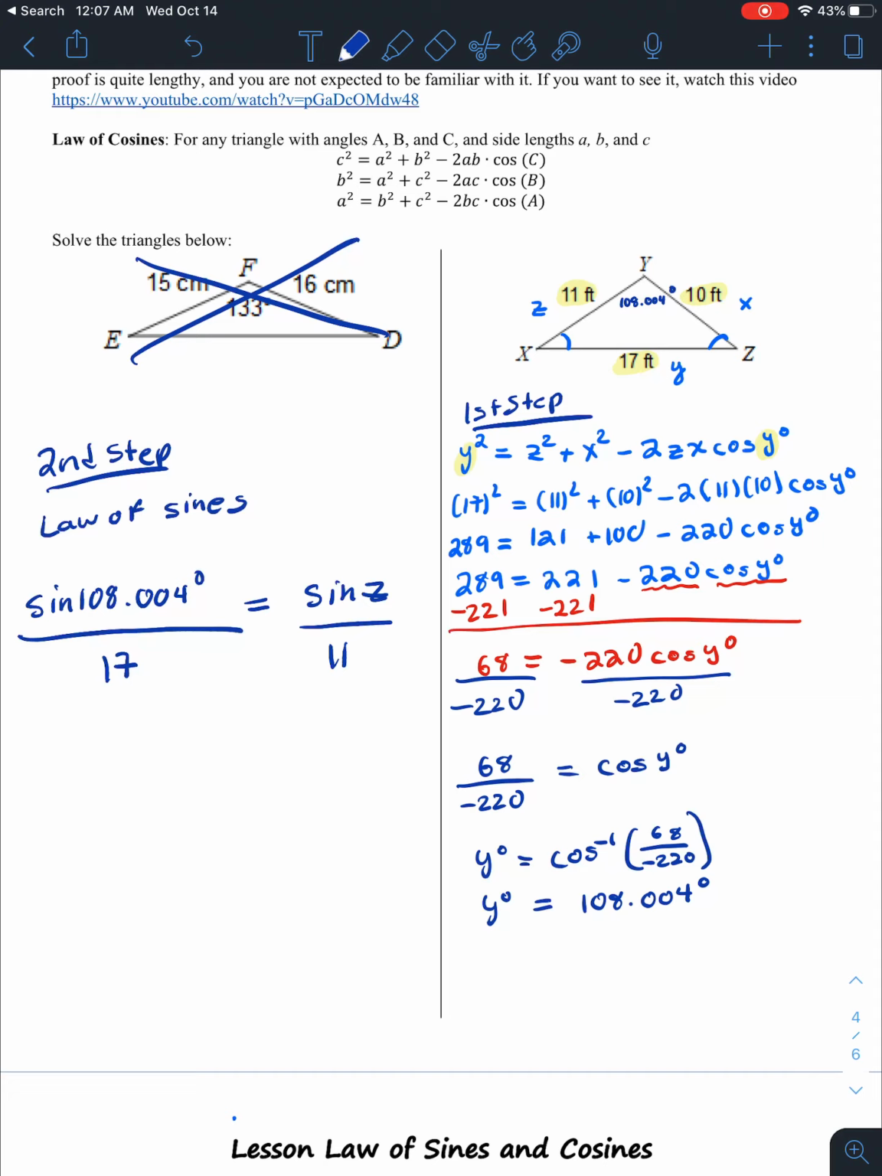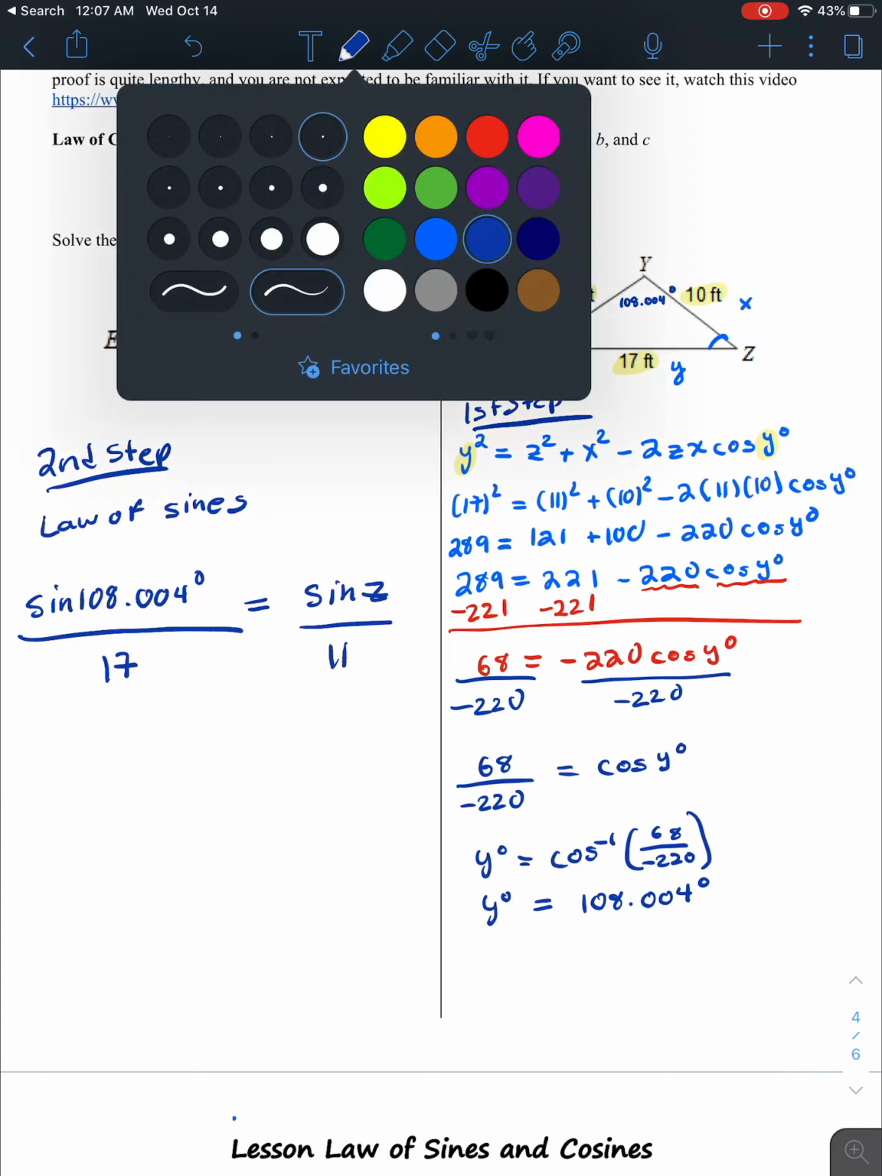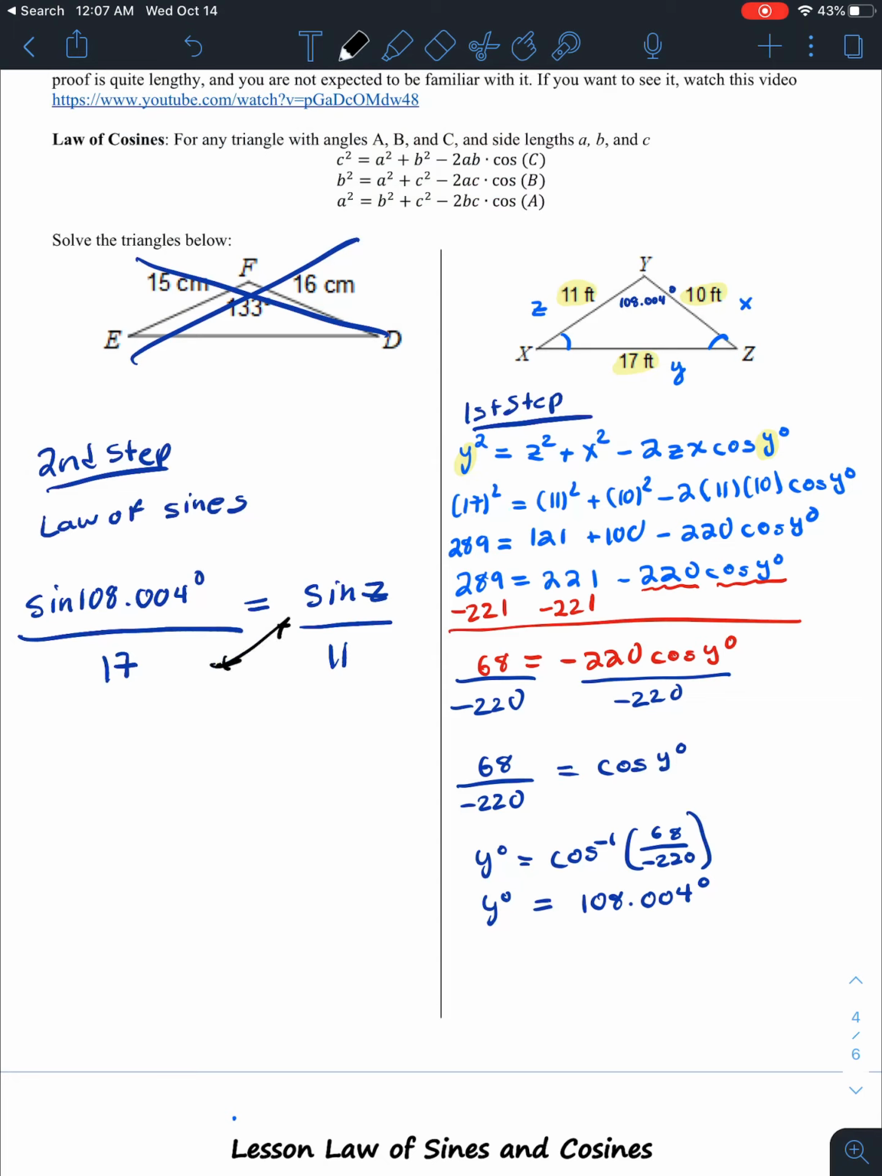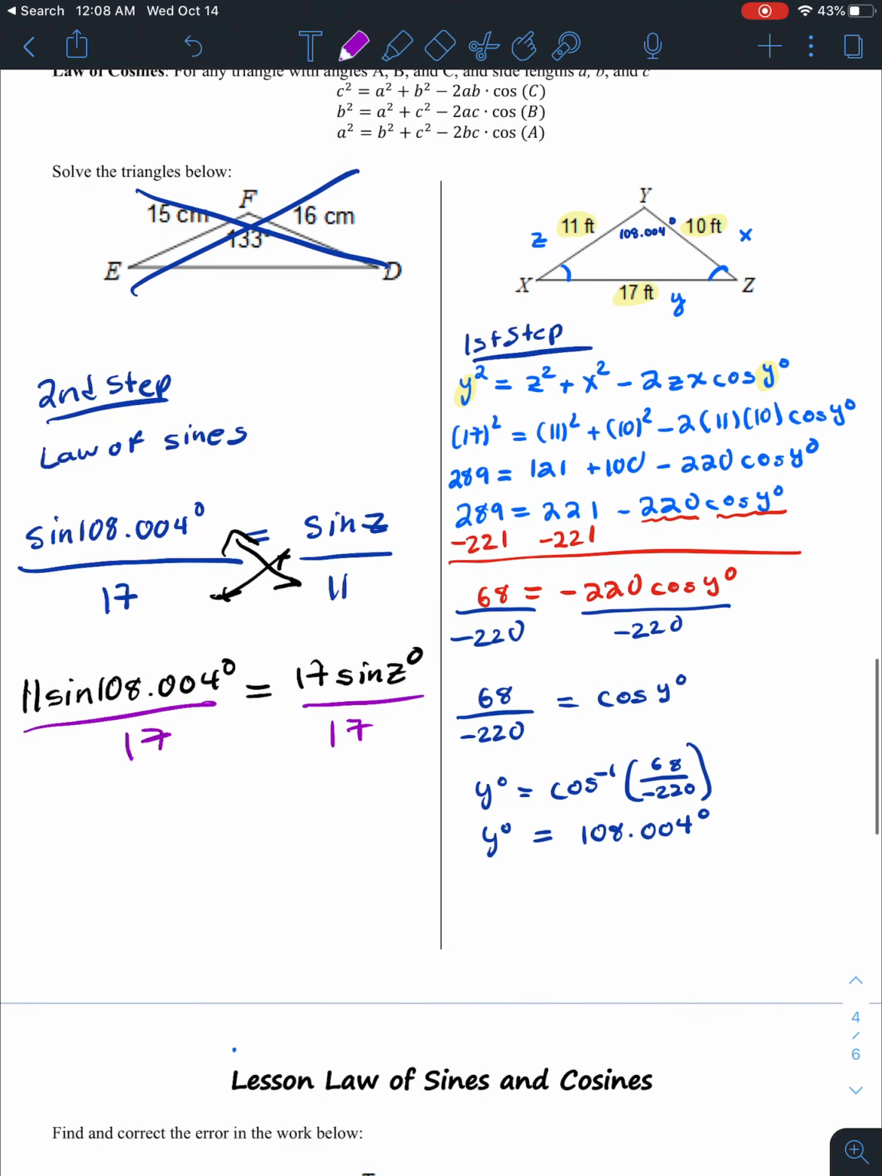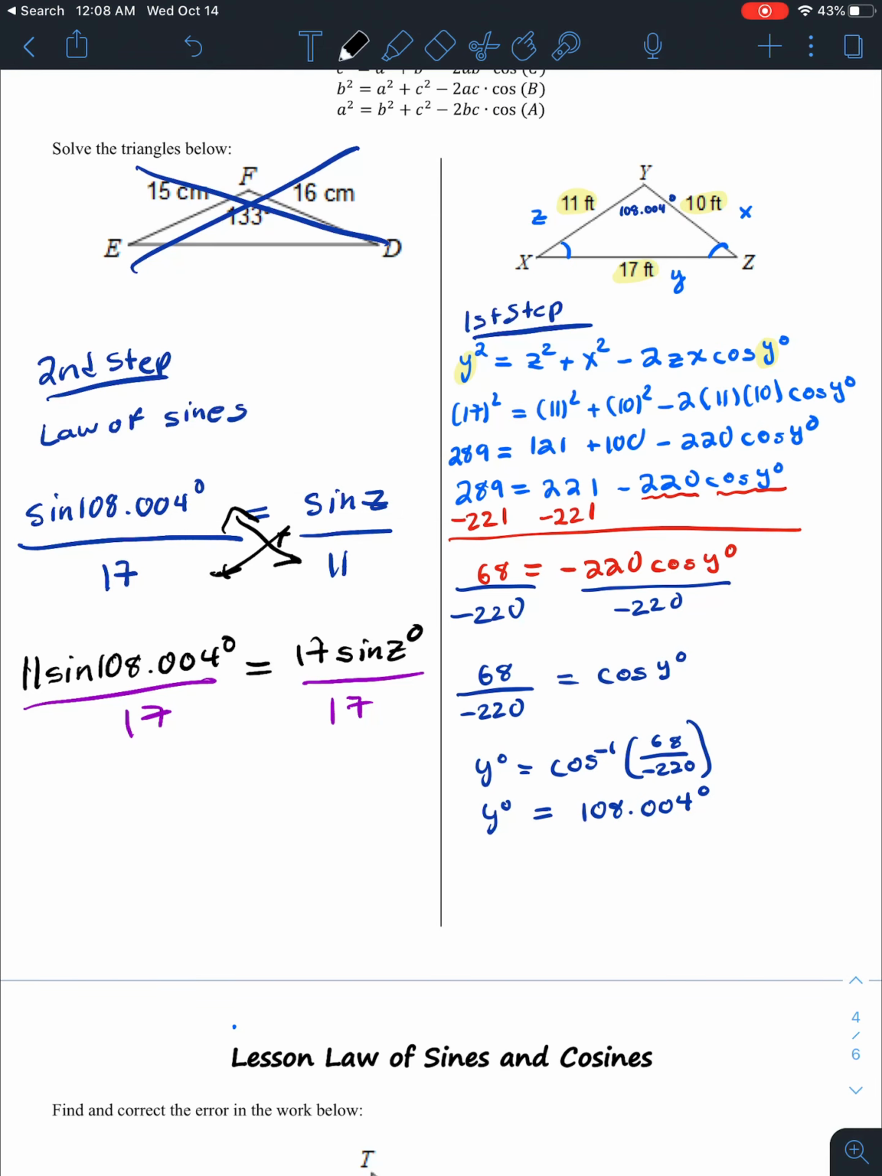Once again, I did not have to solve for sine of z over 11. I easily could have done sine of x over 10. It's just a preference. And the way we solve this is we cross multiply. So you should get 11 sine of 108.004 degrees equals 17 sine of z. We're going to go ahead and divide by 17. And once again, just notice how I never really simplify anything. I let my calculator do all that for me. That's why we pay good money for that.